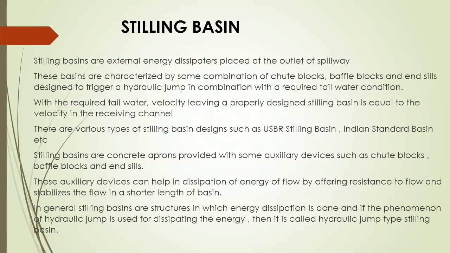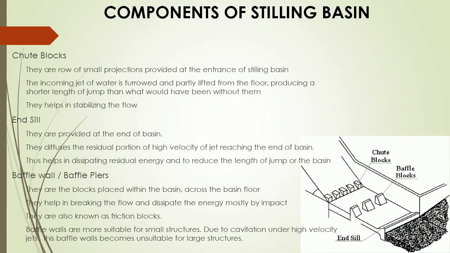Stilling basins are concrete aprons, provided with some auxiliary devices, such as chute blocks, baffle blocks, and end sills. These auxiliary devices can help in dissipation of energy of flow by offering resistance to flow and stabilize the flow in a shorter length of basin. In general, stilling basins are structures in which energy dissipation is done, and if the phenomenon of hydraulic jump is used for dissipating the energy, then it is called hydraulic jump type stilling basin. Now we can see various components of a typical stilling basin in the given diagram. They are chute blocks, end sills, and baffle walls.